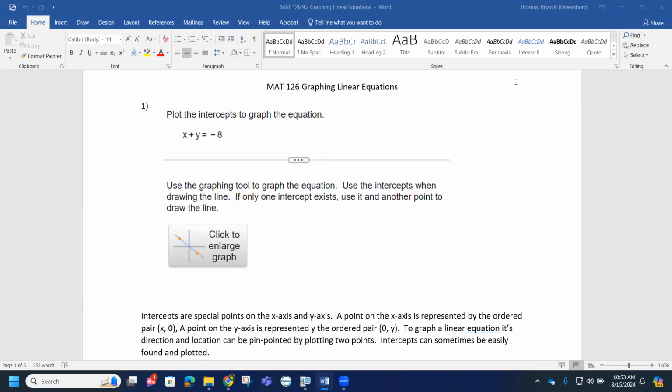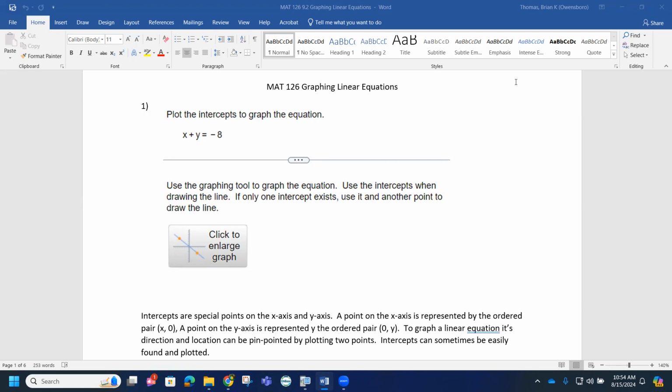So as we move into chapter 9, section 2, we're going to get into graphing linear equations. Now remember, linear equations are what we call two-variable equations. In the previous lessons, we've been making tables and plotting ordered pairs.